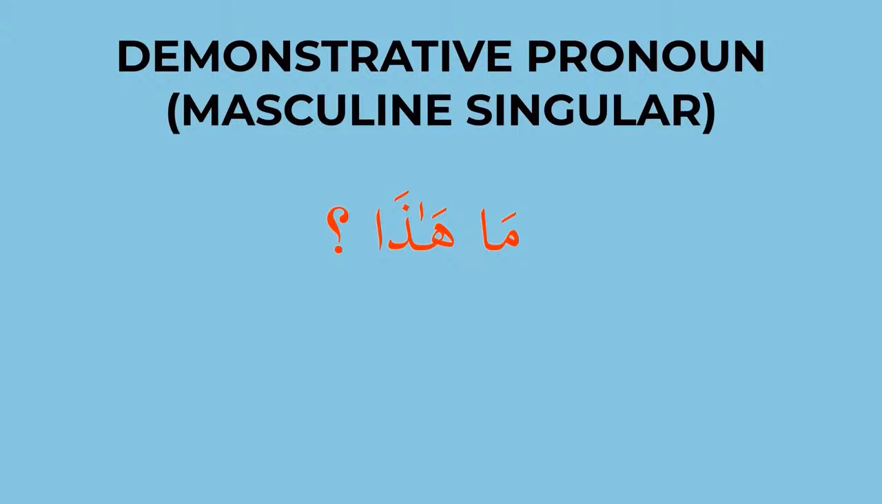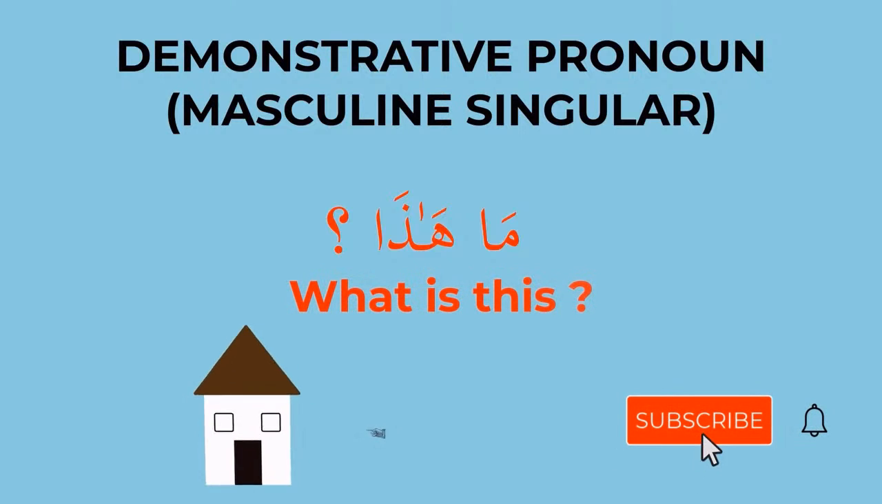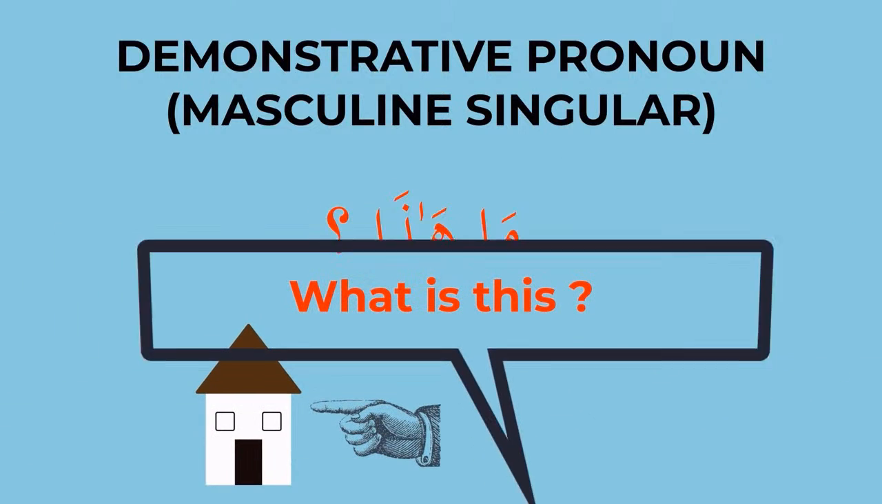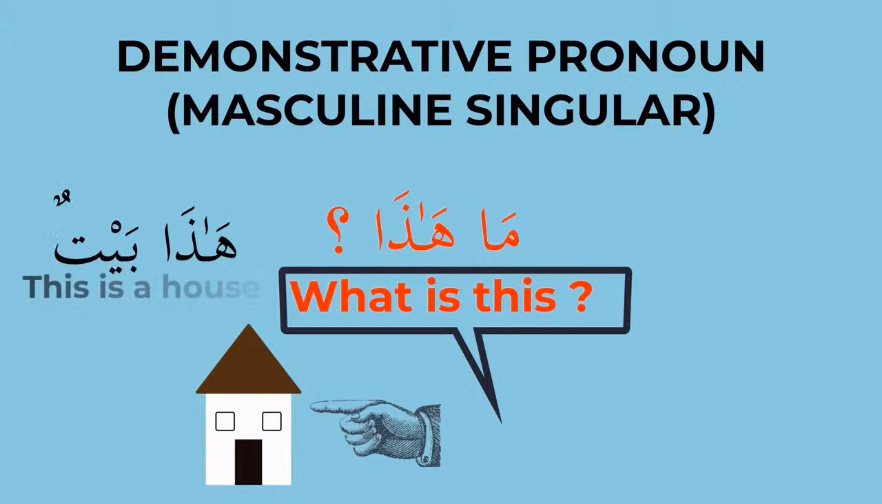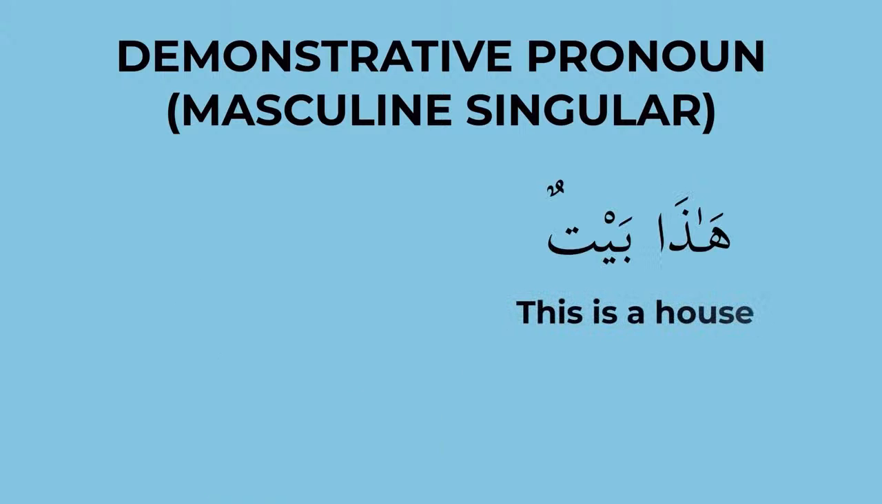Okay. So when you ask a question, you say ma hadha. Ma means what, hadha means this. It is "what is this?" because linking verbs, the copula, are not in Arabic. Ma hadha. What is the answer? Hadha baytun. This is a house. Hadha baytun is a statement.